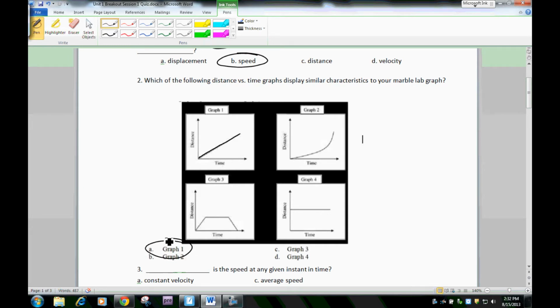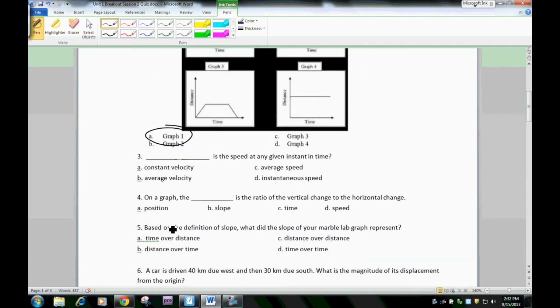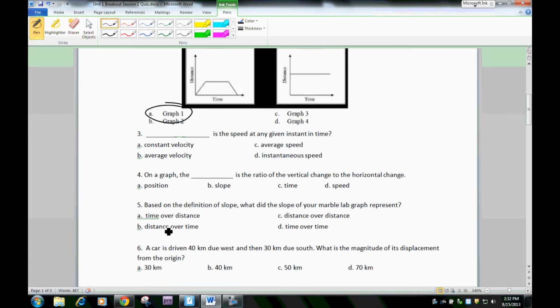All right, next, moving on to number 3. Blank blank is the speed at any given instant in time. We talked about this in class. Any instant is going to be instantaneous. And in your book, there was a section that talked about average velocity and instantaneous velocity, as well as instantaneous speed. So this is going to be any point on the graph. So we have a linear graph. We're looking for the speed at any given instant. That's any point on the line.